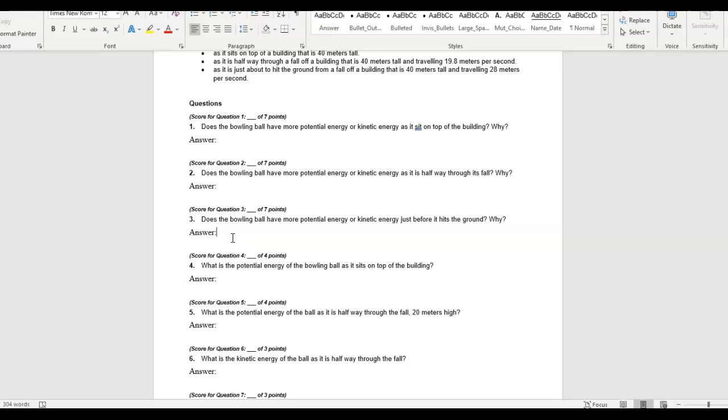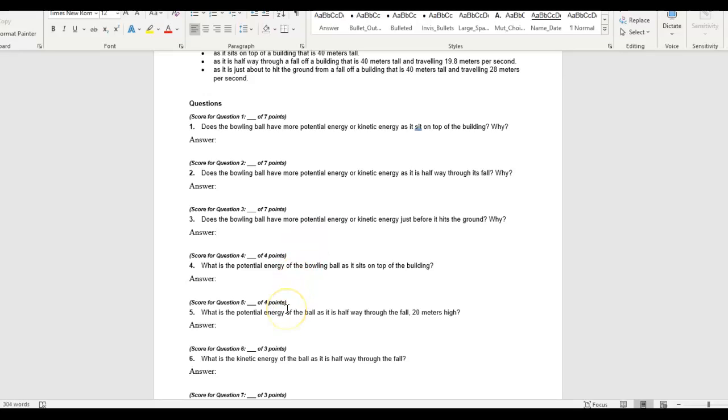All right, so for number 3, does the bowling ball have more potential or kinetic energy before it hits the ground? Just before means it's not there yet. The height isn't 0 yet, but it's really close. If you calculated all of that out, there would be more kinetic energy because the ball would be moving. Once it hits the ground, the ball would stop moving. So here you can say the kinetic energy would be higher because the ball is still moving.